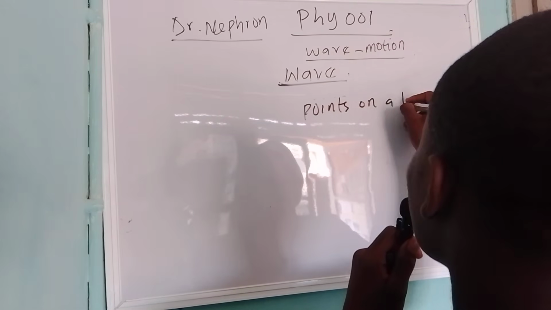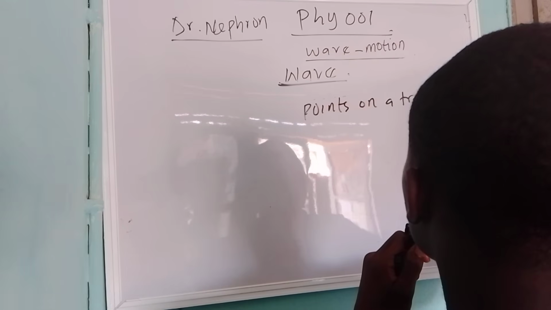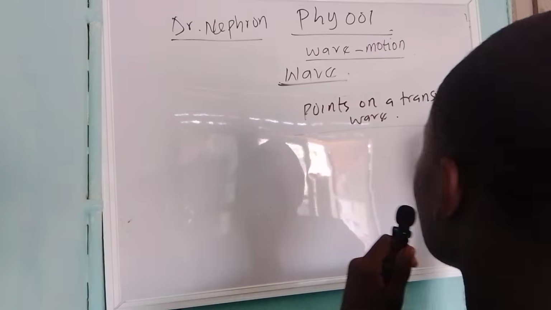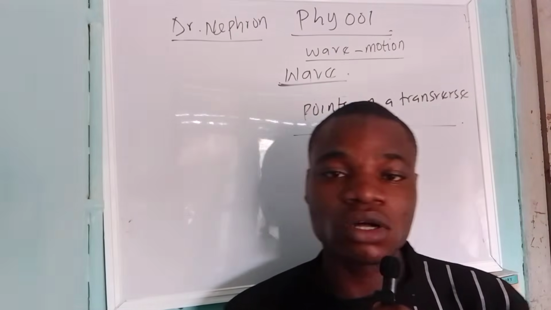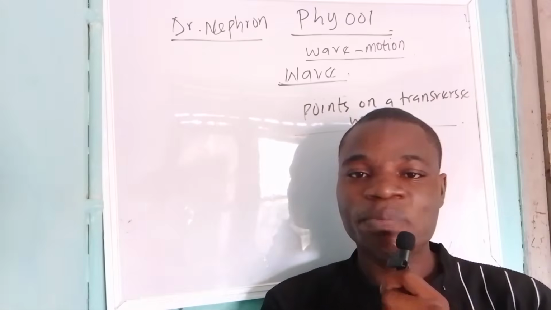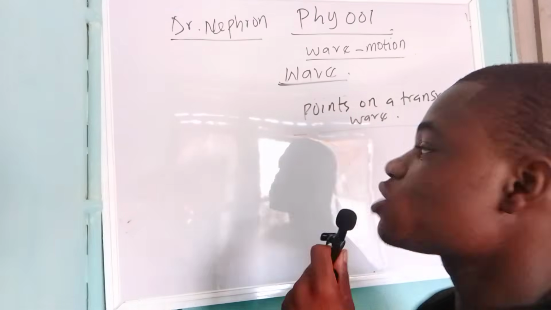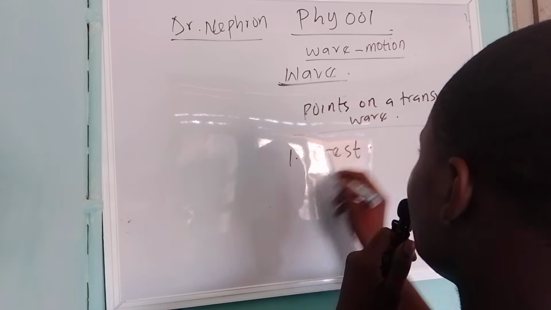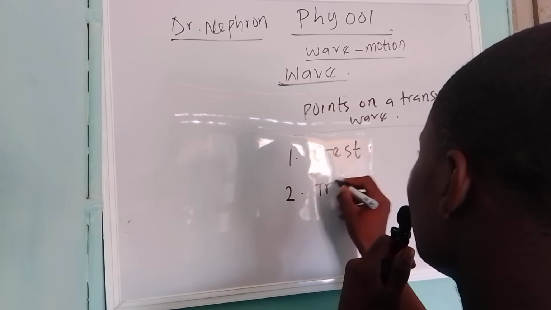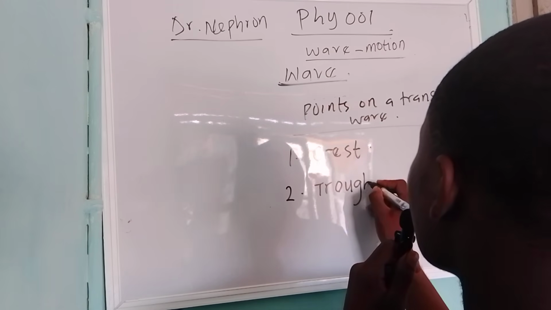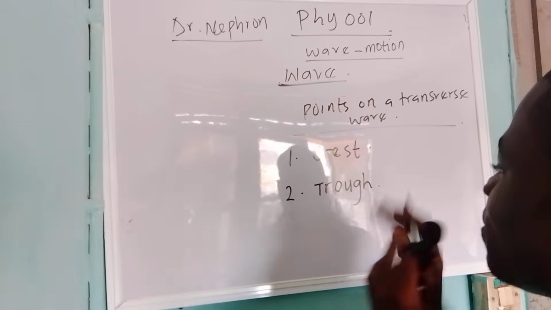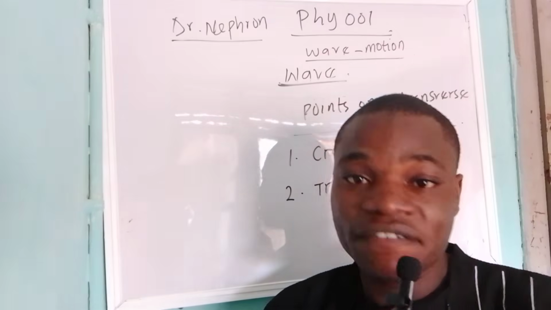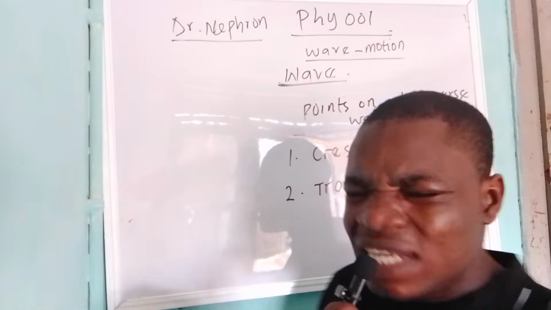on a transverse wave. Don't forget that we have points on the longitudinal wave, with our compressions and rarefactions. So the points on a transverse wave are two: we have the crest and we have the trough. So crest and trough are found on the transverse wave, while compression and rarefaction are found on the longitudinal wave.